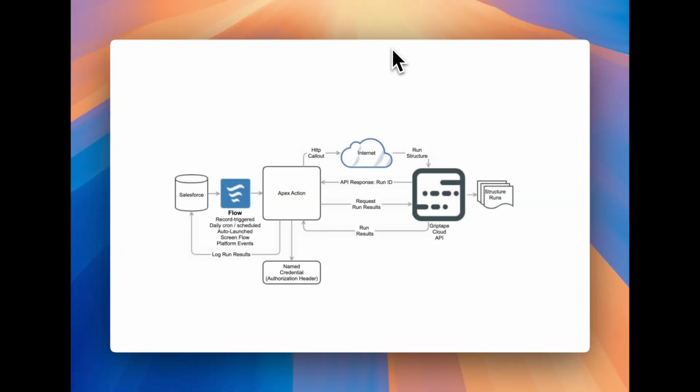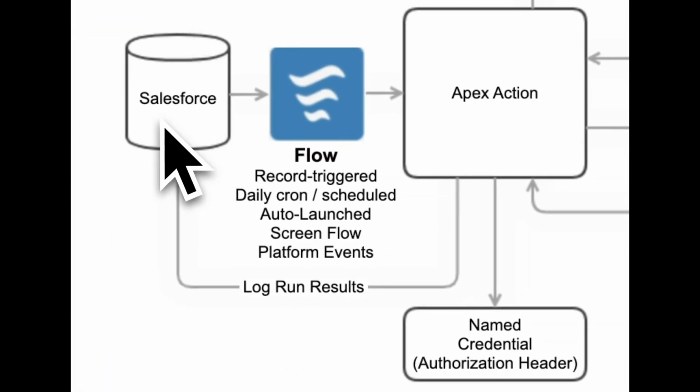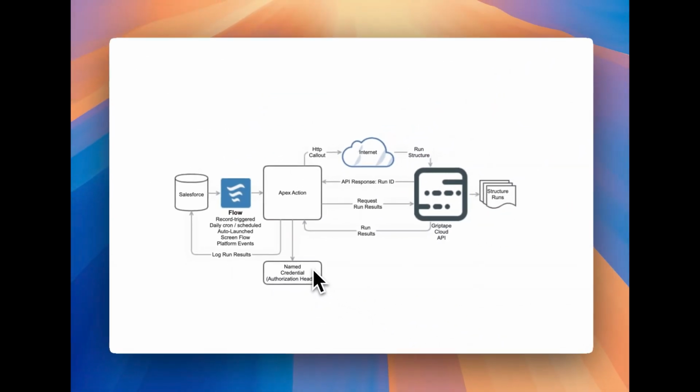Here is a diagram of the overall systems integration architecture. The customer data at rest is stored in a Salesforce database. Flows are invoked in response to actions and triggers on the customer data. An Apex action is invoked. It retrieves the Griptape API key from a named credential for security purposes.